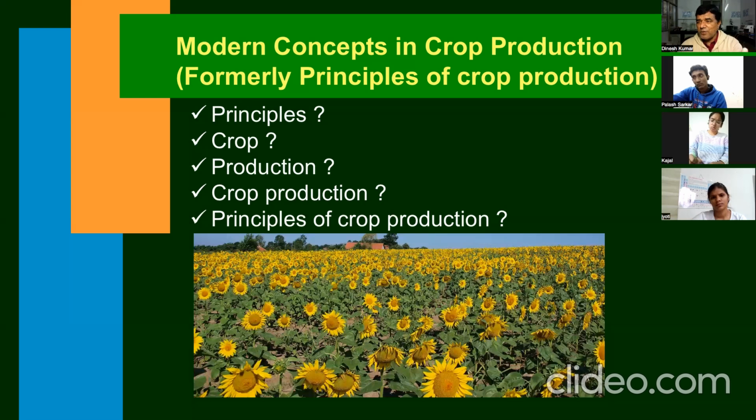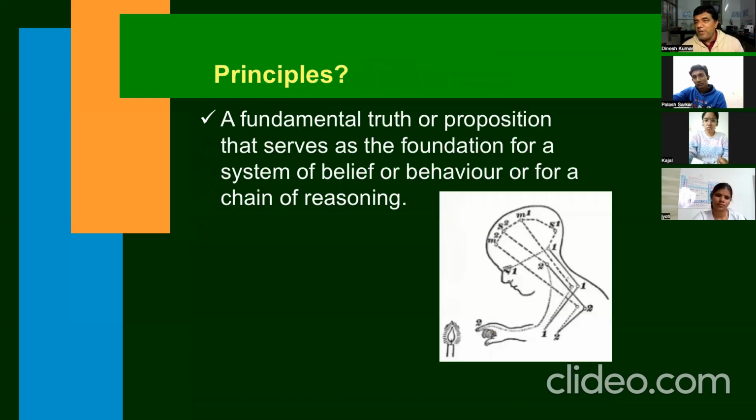If suddenly I ask what is production? Production is not just in agriculture. Production may be in industry also. Production may be in some other spheres also. So what is meant by production? What is then crop production? If I combine crop with production, it becomes crop production. And then if I combine all three, it becomes principle of crop production. So let us learn what we mean by principle.